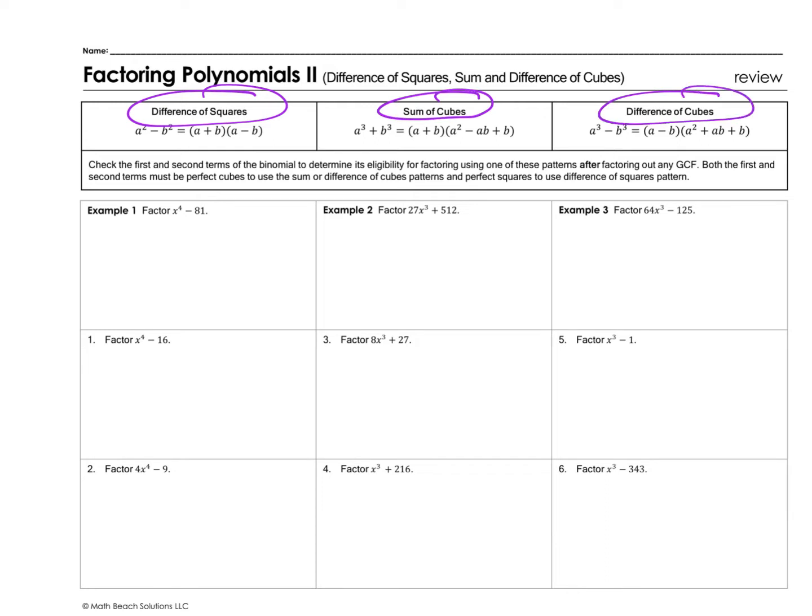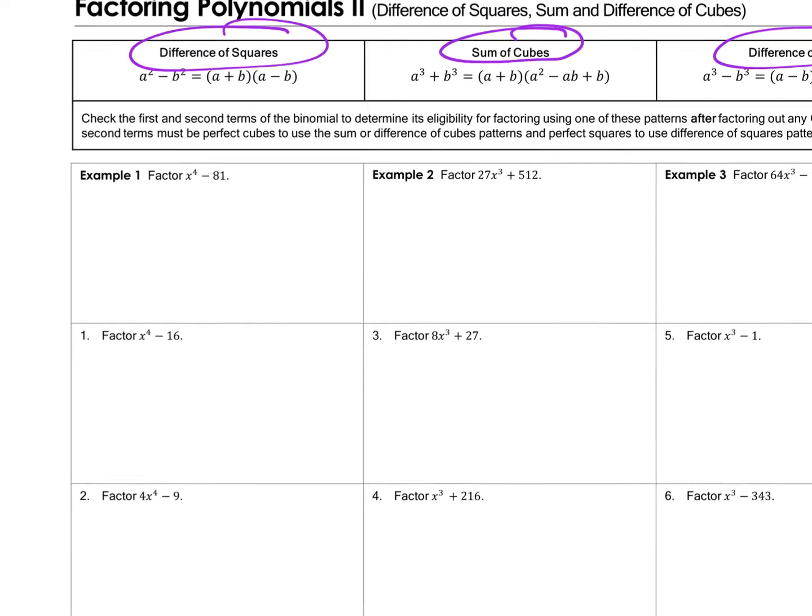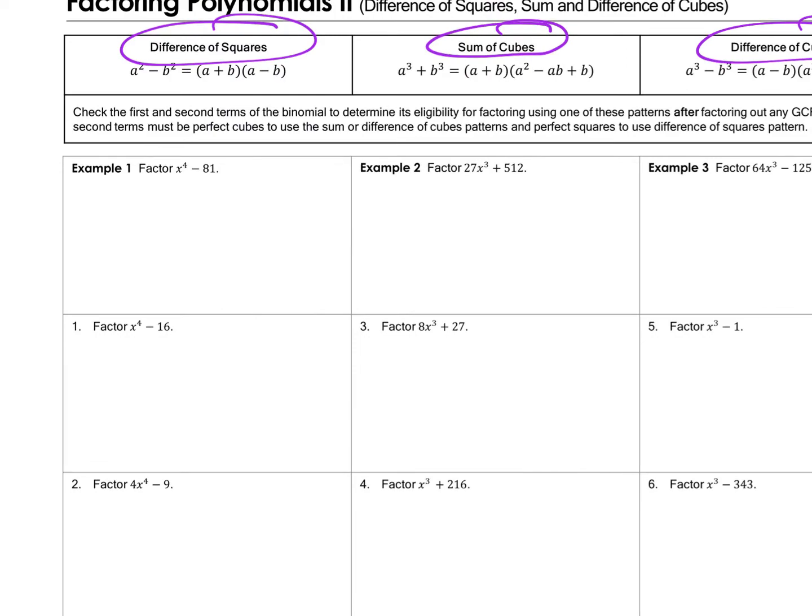So remember, a perfect square is a number that we can take the square root of. So it's a number that we have two of the same that we can multiply together to give us that. And same thing with perfect cubes. So a number times itself to give us a perfect square, a number times itself 3 times to give us a perfect cube. So example 1, first off, you always check for GCF first.